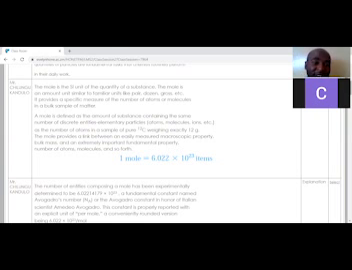So the mole is defined as an amount of a substance containing the same number of discrete entities, meaning the same number of particles. They can be atoms, molecules, ions, even electrons. You can have a mole of electrons.